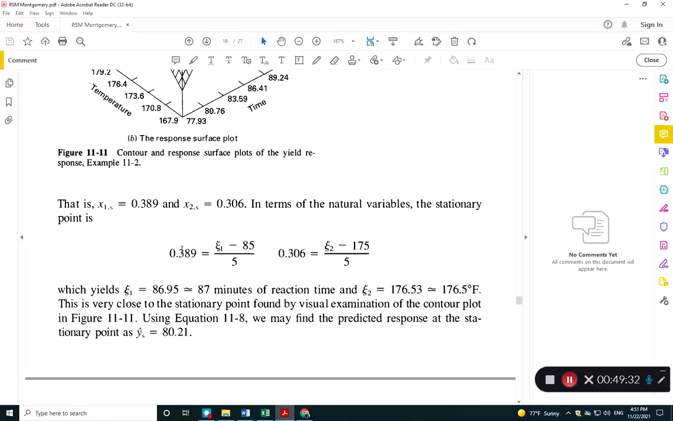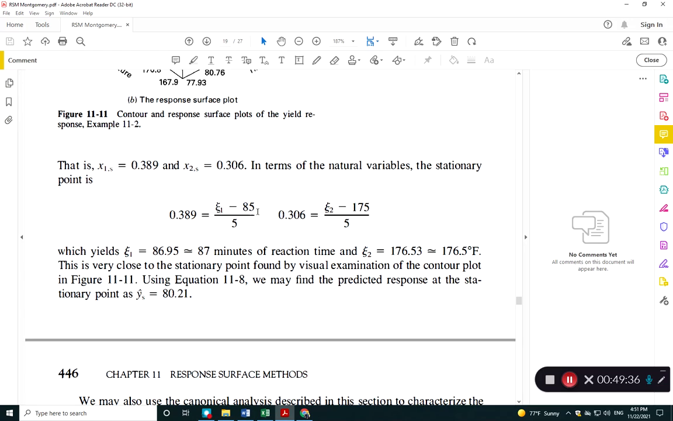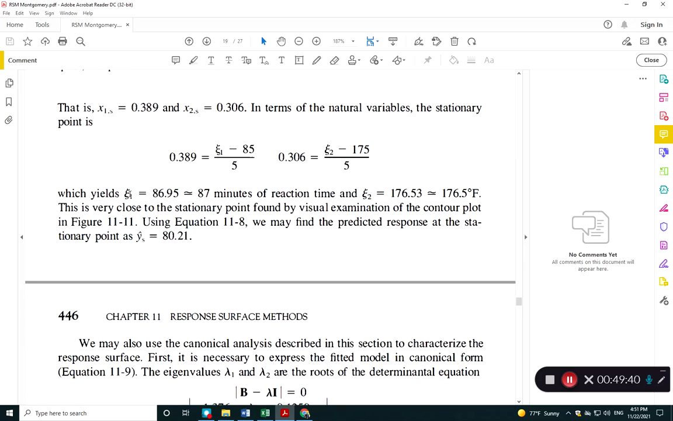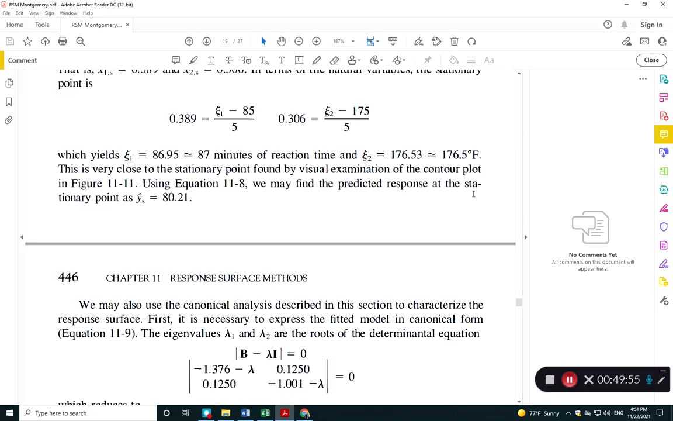And then, of course, you can convert your stationary point back to your natural variables to figure out where it is. So the natural variable is 5 times x1 and x2, plus or minus 85. So you get your natural data point here. Again, SAS will give you the answer directly.